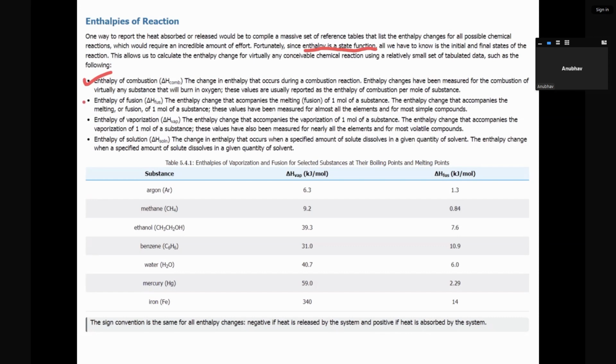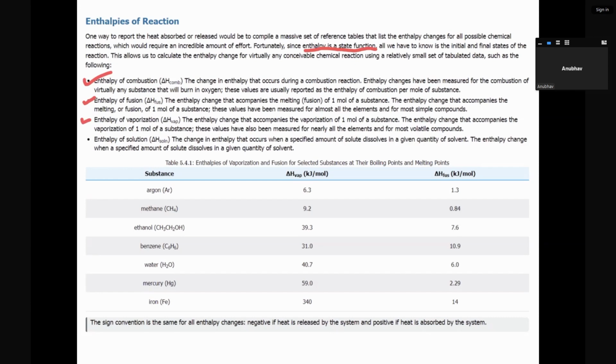Next in line, we have delta H fusion, that is, the enthalpy of fusion. Fusion means melting. The enthalpy change that accompanies the melting or fusion of 1 mole of a substance is called the enthalpy of fusion. These values have been measured for almost all the elements and most of the simple compounds. Next, we have the enthalpy of vaporization. Vaporization means the substance is evaporated. The enthalpy change that accompanies the vaporization of 1 mole of a substance is called the enthalpy of vaporization.